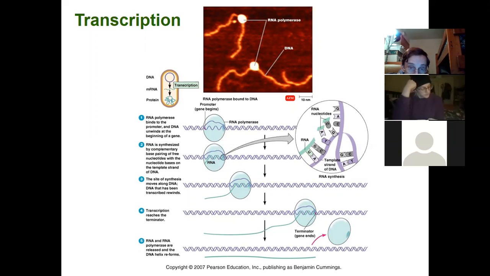And then the RNA polymerase just moves down the DNA, transcribing the DNA and making the RNA. And the RNA is made because it'll be the corresponding nucleotide to the DNA. And what's the word I'm looking for here?